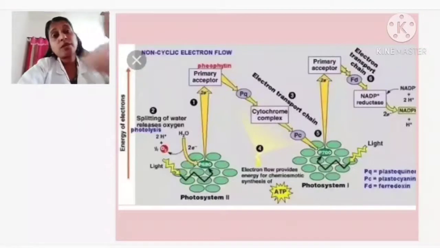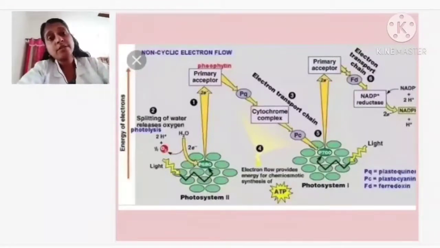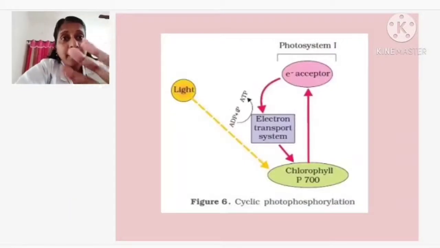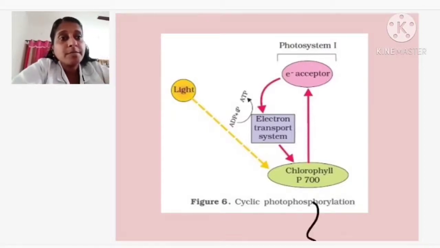Cyclic. Next, what we are going to discuss is cyclic. Listen very carefully. In cyclic, what is happening? Here only pigment system 1 is involved.